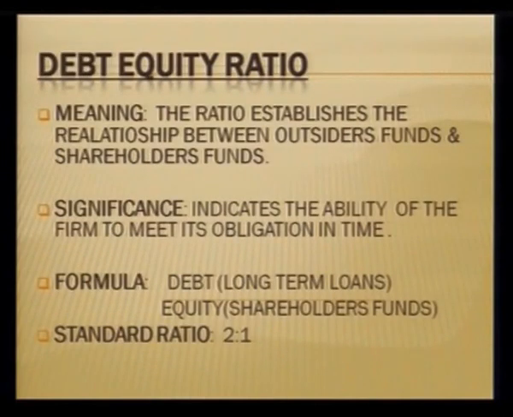Learners, debt equity ratio is a ratio which establishes the relationship of the outsiders' funds with the shareholders' funds. Outsiders' funds include all those things which are taken by the business from outside the business, that may be in the form of debts, debentures, loans taken from banks and financial institutions. And when we talk of equity, it means the amount of capital invested by the owner in a business. It includes his capital, his profits, his reserves and so on. So normally, debt equity ratio establishes the relationship between the debts and the owner's funds.